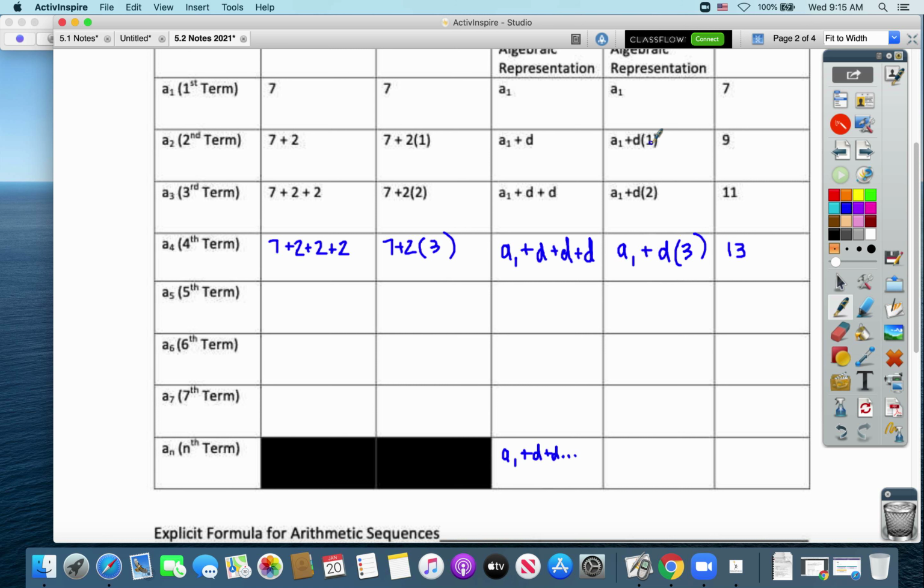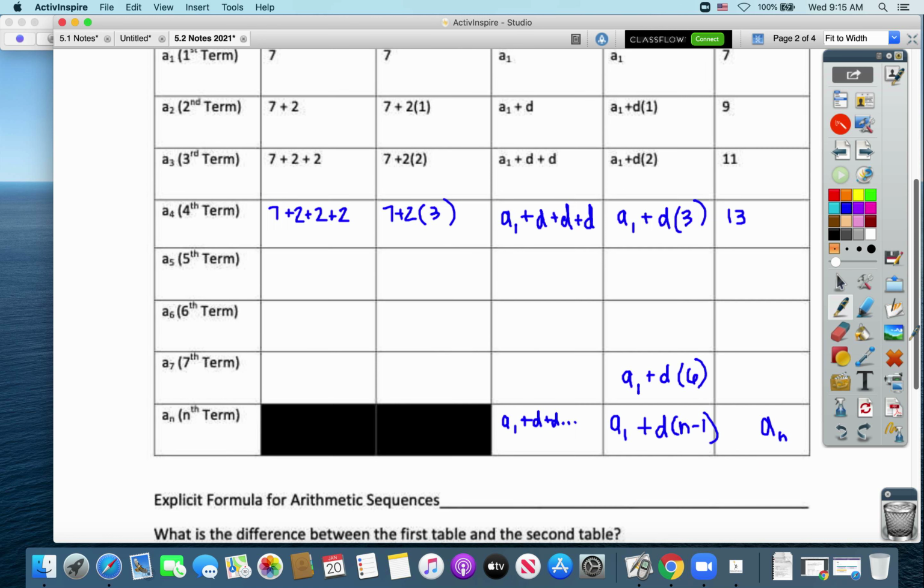So if we're following that pattern and we think about it, if we were going for the 7th term, we should be able to recognize this would be a sub 1 plus d, and 1 less than 7 would be 6. So it's always 1 less than the term number. So if our term number is n, that means we would want to do a sub 1 plus d, and we would want to have 1 less than n, which we can write as n minus 1. And that's going to find us our term value, a sub n.